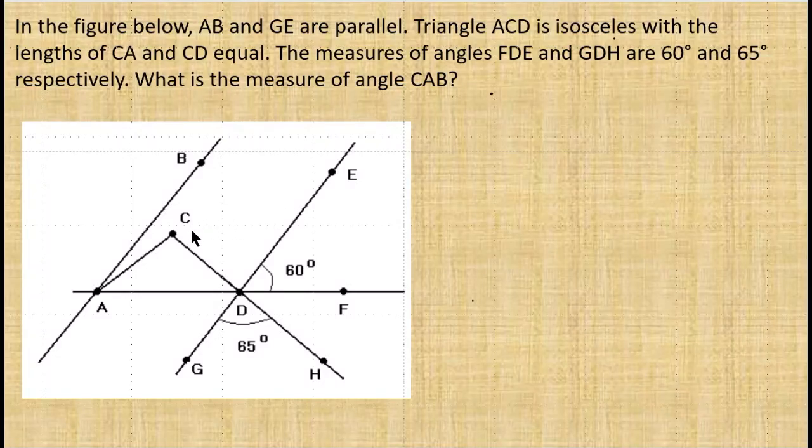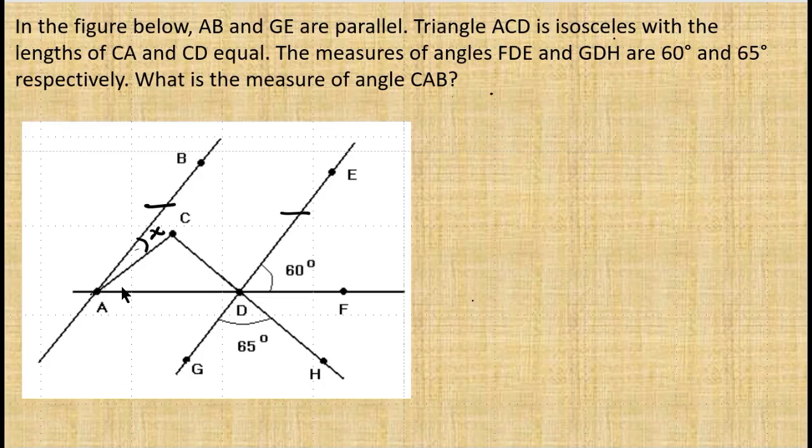I have this question that wants us to measure the angle CAB in this diagram. The question says that in the figure below, AB and GE are parallel. That is, this line AB and GE are parallel. And the triangle ACD is an isosceles triangle with the length of CA and CD equal.